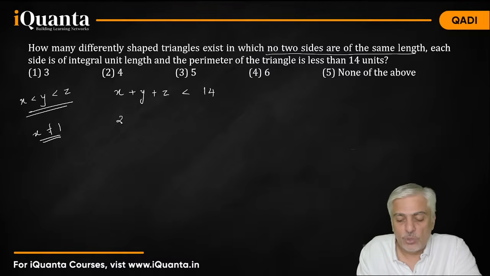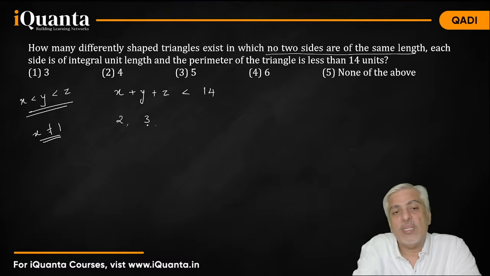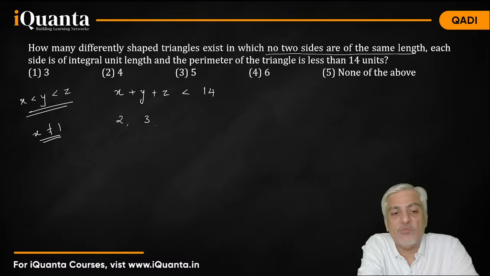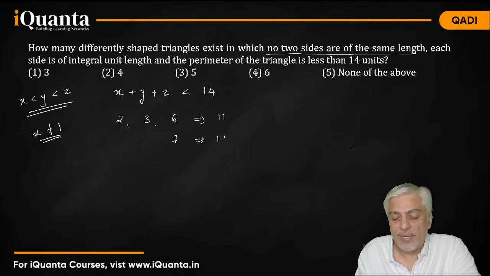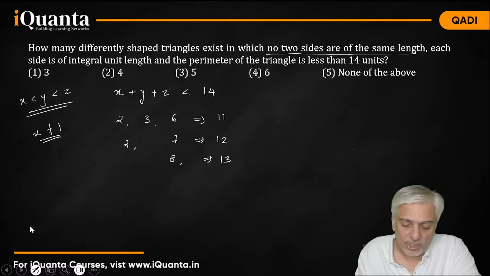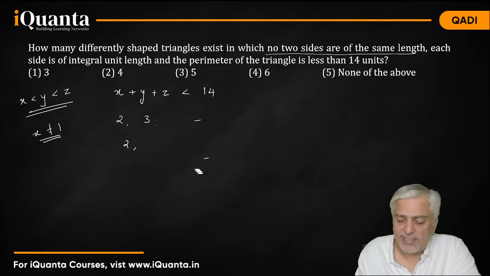You can start with x as 2. With x as 2, y is 3. So with 2 and 3, what are the different options? You can't take z as 5. Sum of two sides has to be greater than the third. Sorry, I said it the wrong way around, exactly opposite, my bad. Sum of two sides has to be greater than the third.